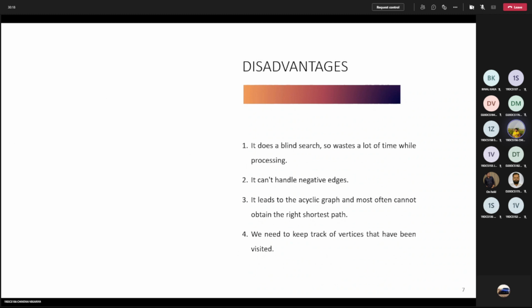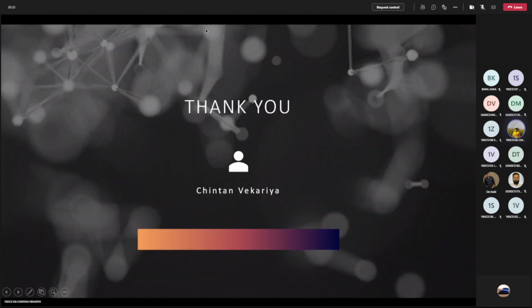For handling negative weights, we need to work with the Bellman-Ford algorithm, which repeats the same procedure n-1 times and finally gives the optimal solution. So these are some of the disadvantages, and yeah, that's all. Thank you, ma'am.